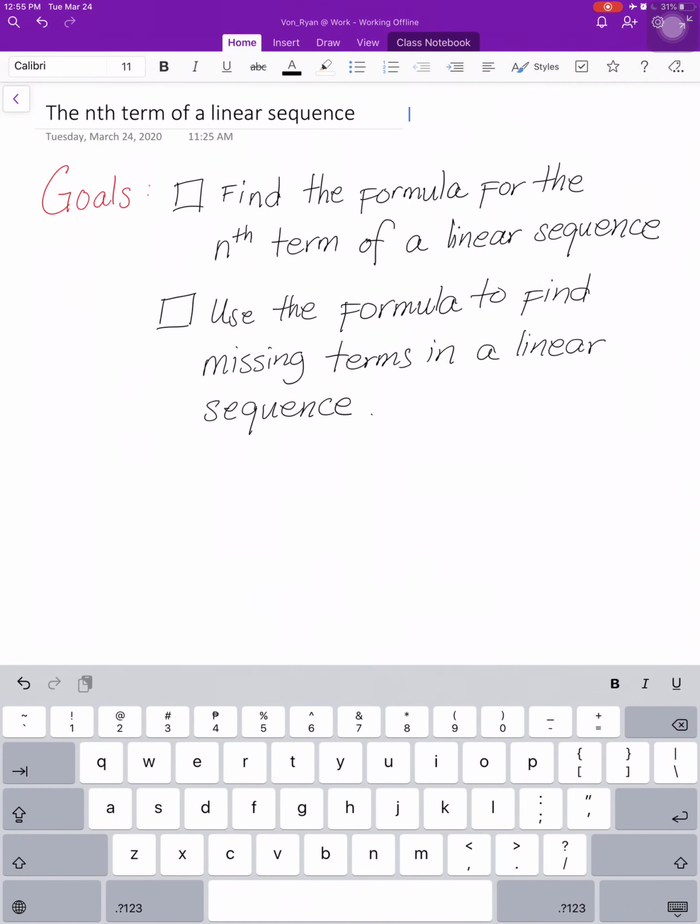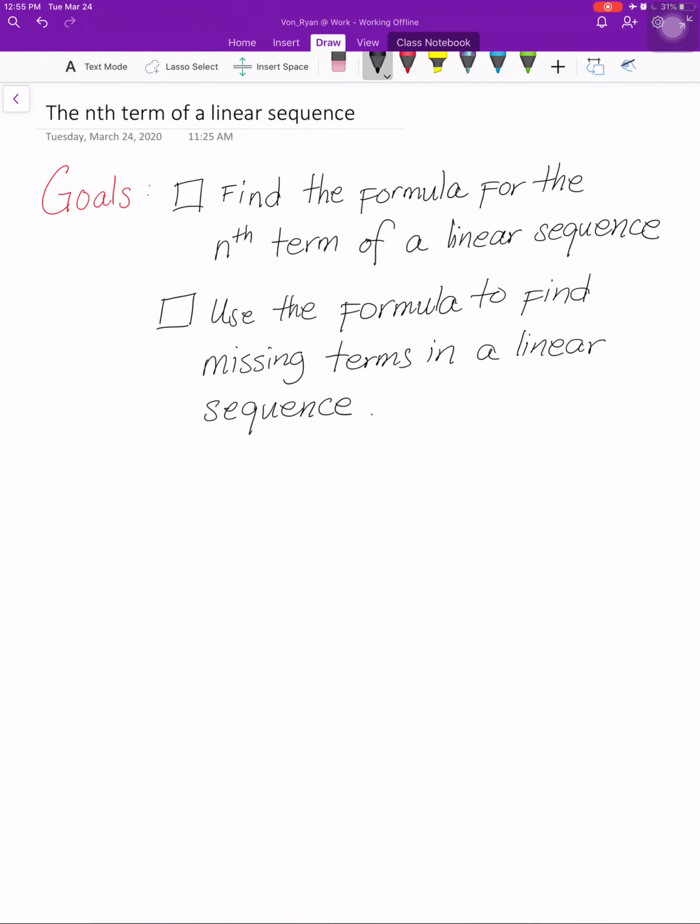Hello, today we're going to learn about the nth term of a linear sequence. The goals of our lesson for today are to find the formula for the nth term of a linear sequence and then use the formula to find missing terms in a linear sequence.